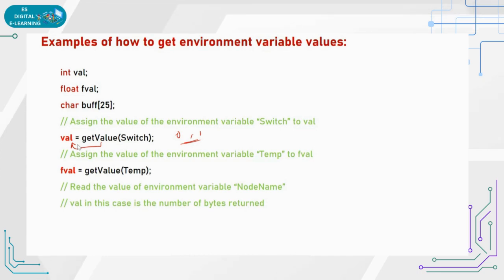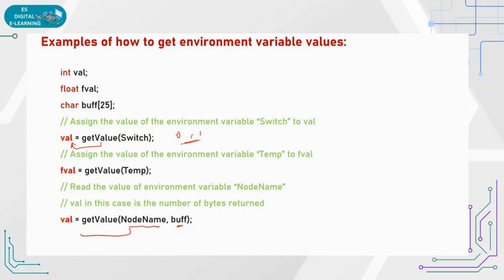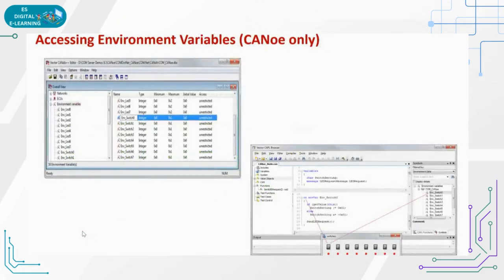So you know about this get value function as I mentioned earlier. You need to give the node name and buffer, and this value will be assigned to the value. Okay, so these are some examples.